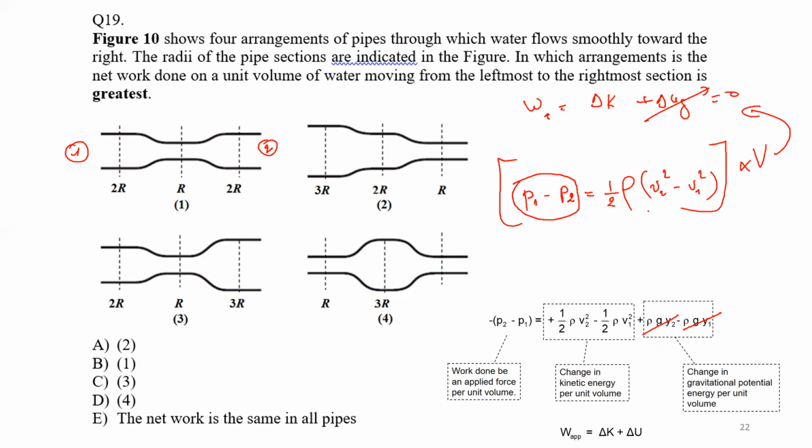So the question is, which one has the greatest network? Basically, on which of these four configurations do I have V2 much larger than V1? Of course, you know that I have to use the continuity equation, A2 V2 is equal to A1 V1. Water is an ideal fluid in motion, so I will use the continuity equation and Bernoulli equation.